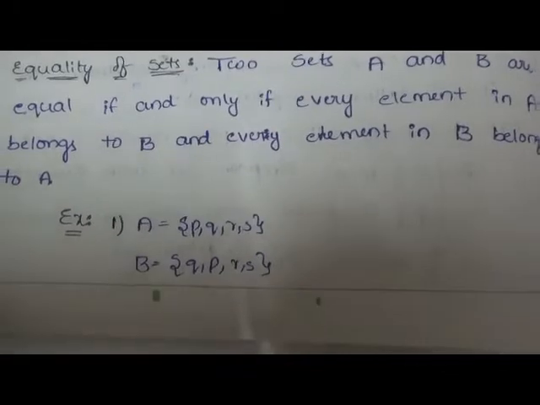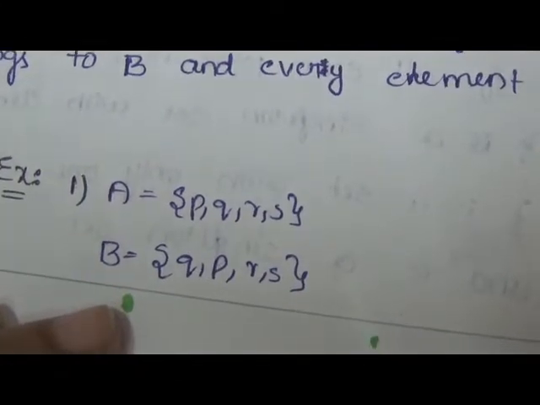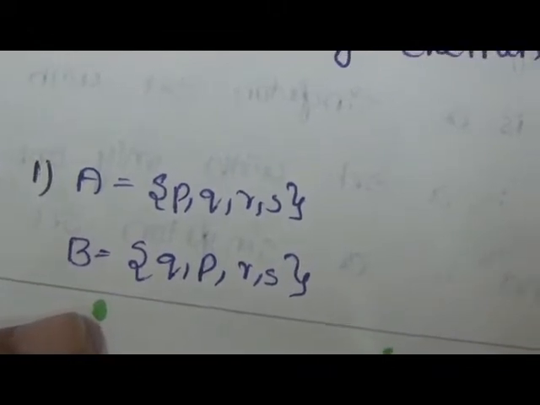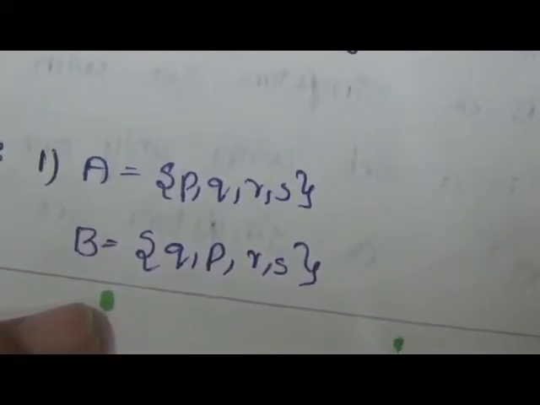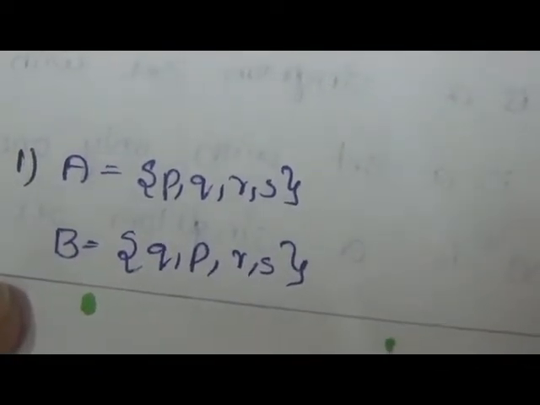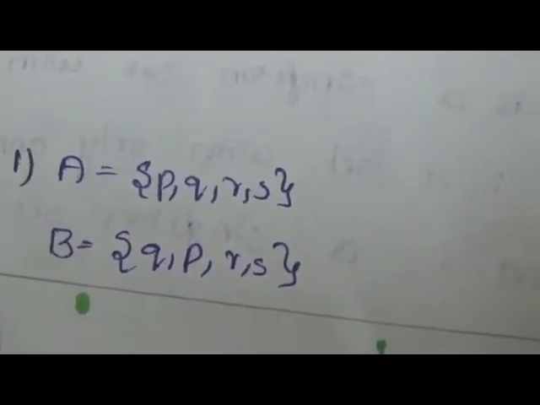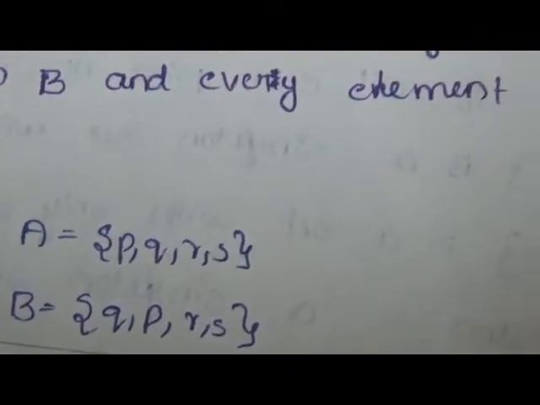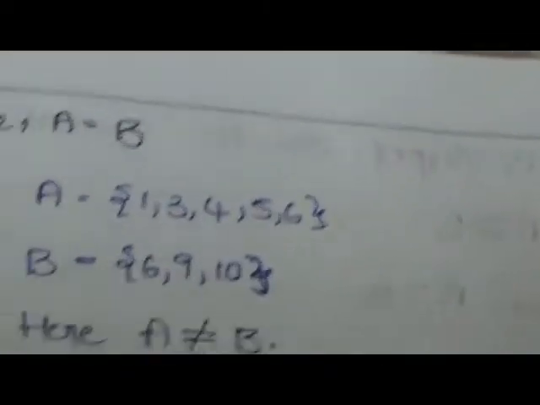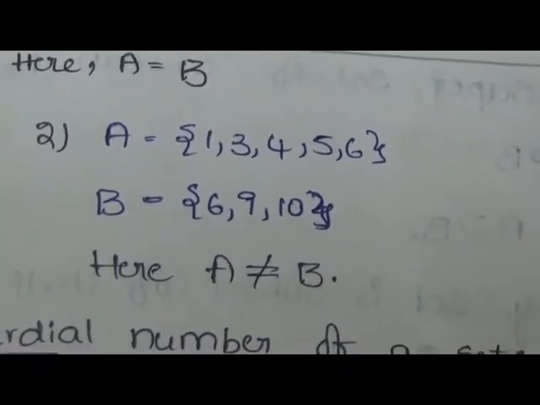Here I am giving the example. A is equal to {P, Q, R, S}. In set A, there are four elements: P, Q, R, S. And look at the B set. B is equal to {Q, P, R, S}. Here all the elements in A and B are equal. P is there in both the sets, Q is there, R is there, S is there. So A is equal to B. The two sets have equal elements. Hence these two are the example for the equality of sets.